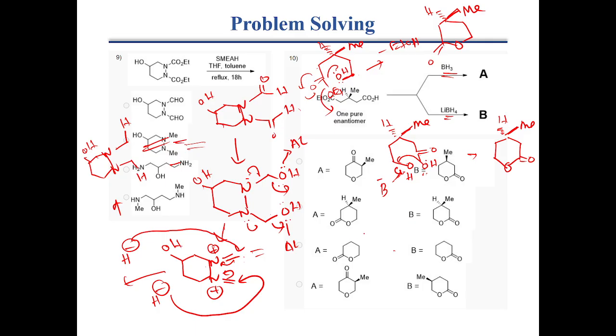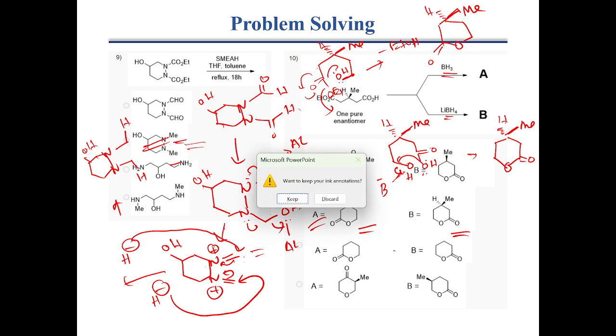What is the right answer? A is this one, B is this one. So the second option is the right answer. Is it clear? Yes, sir, it is clear.